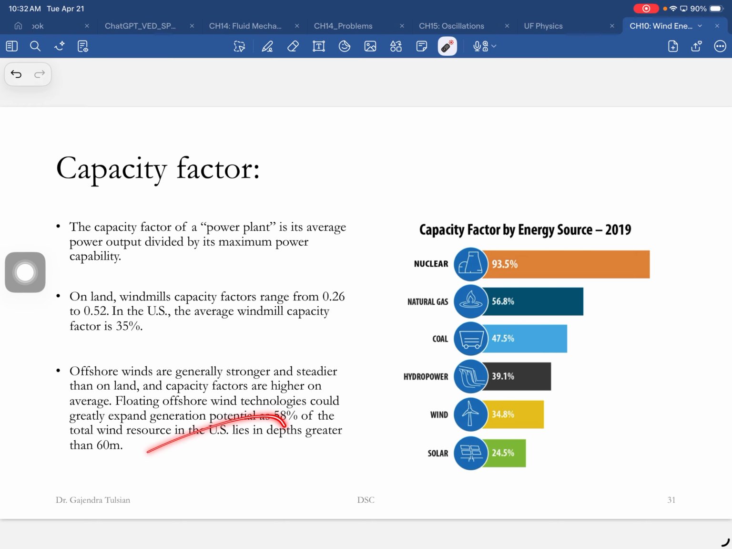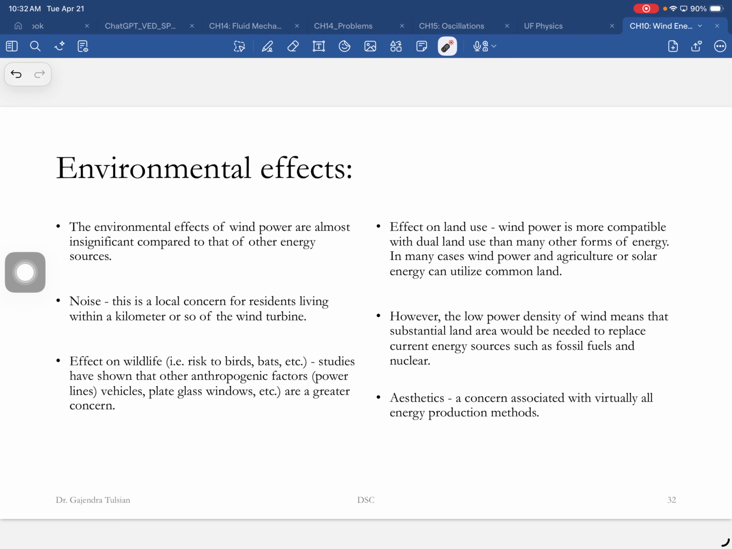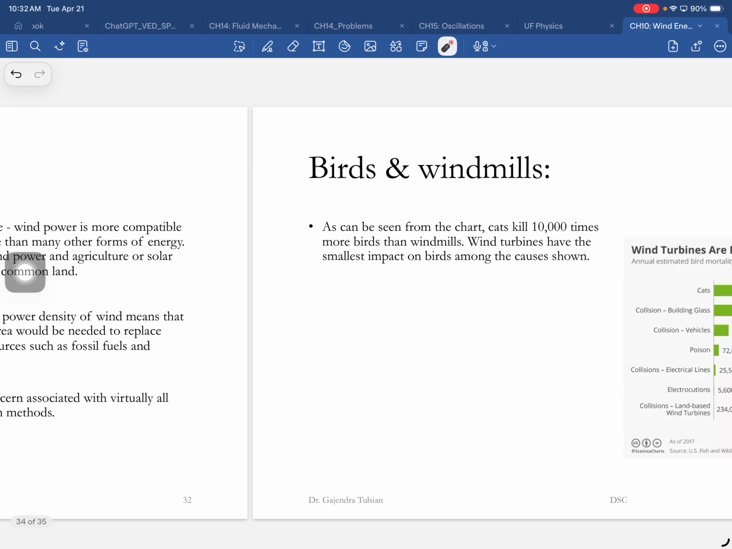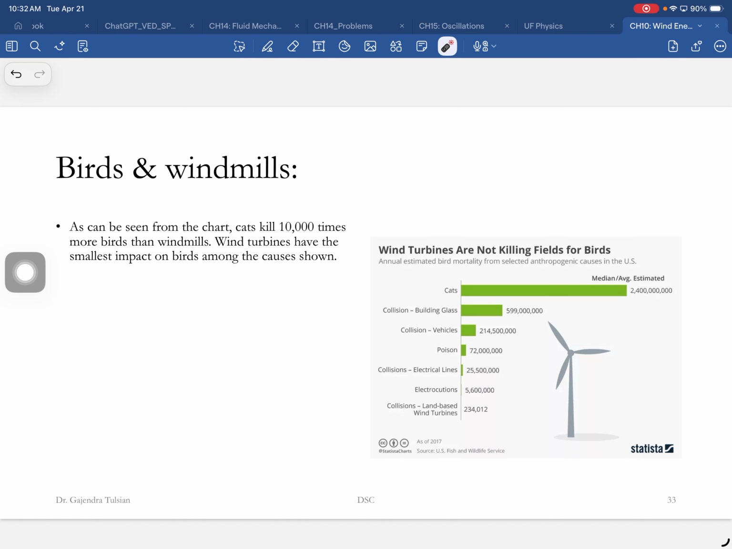The environmental effect of wind power is almost insignificant. Oftentimes people quote that windmills kill birds. Look at this graph. This is amazing. Cats kill more birds. Cats kill about 2.5 billion birds annually. This is the annual estimated bird mortality from selected anthropogenic causes in the US, 2.5 billion.